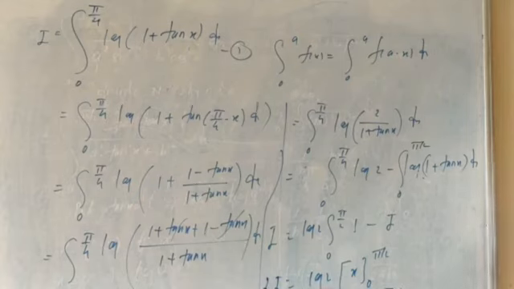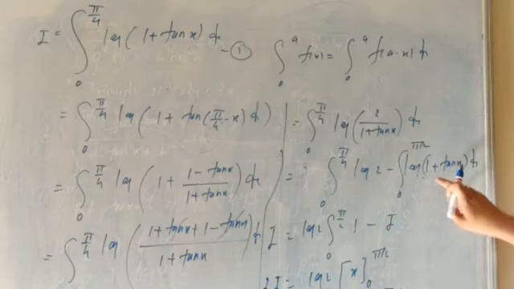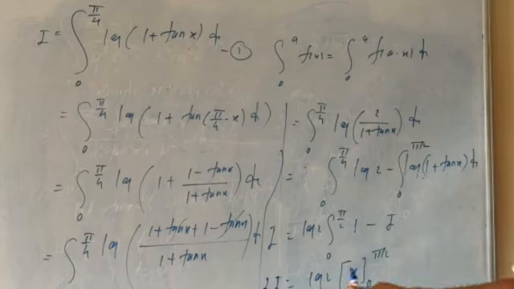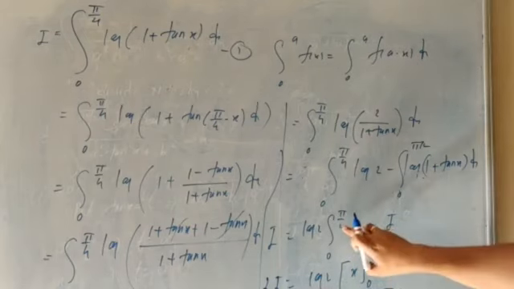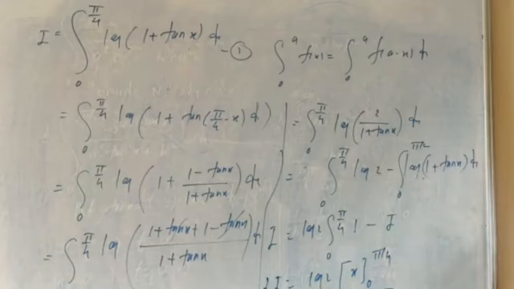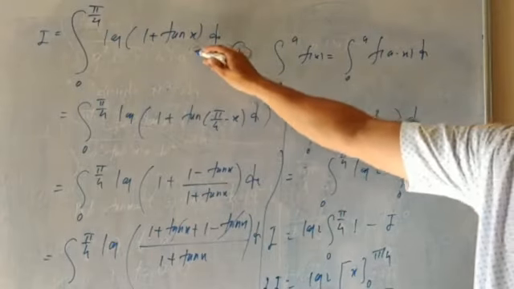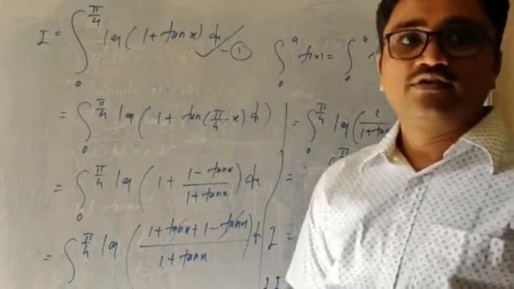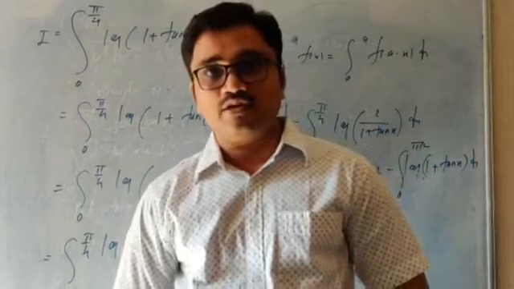Okay. So this is how such questions can be solved. So I plus I is 2I, log 2, and it is pi by 4 here, not pi by 2. So it is pi by 4 here, so it is pi by 8. It is pi by 8 log 2. So remember this as one of the important questions, okay? So we'll stop here with this. Okay, thank you.